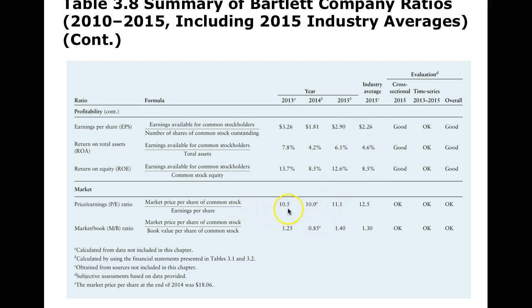PE multiple has gone down then up, so we're lower than the industry, which means we might be a little bit more undervalued. So if we're lower than the industry, our PE ratio, our company may be a little bit undervalued compared to the industry, but not by much. And our market to book has gone down then up, but we're still a little bit above the industry, so it's just okay, nothing spectacular.